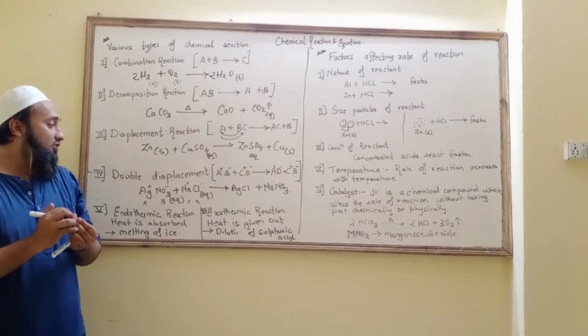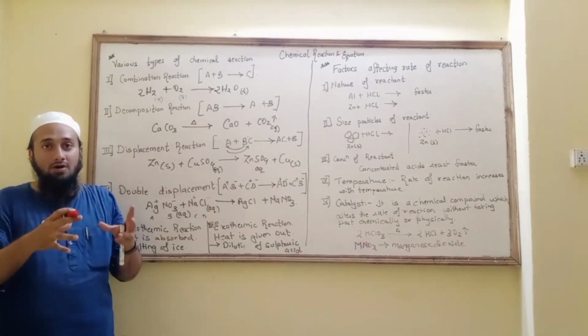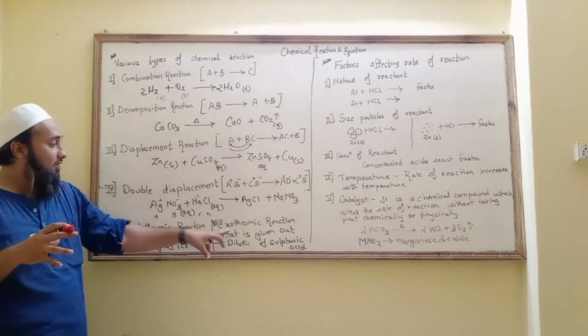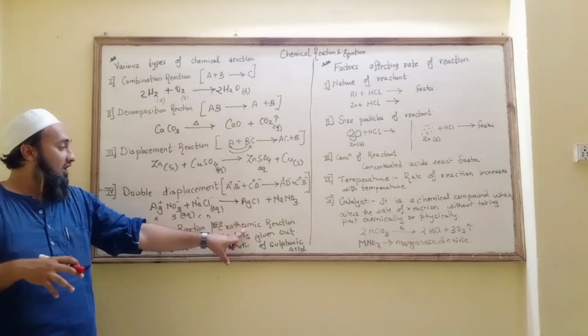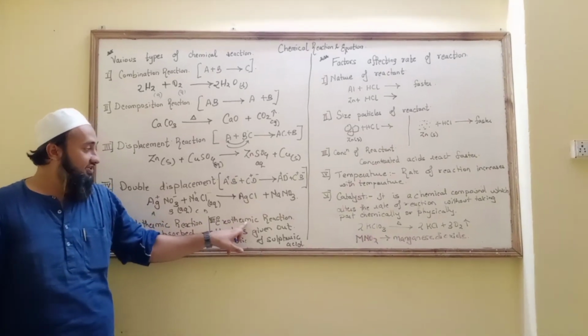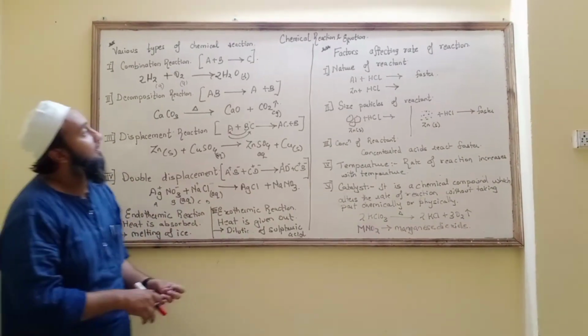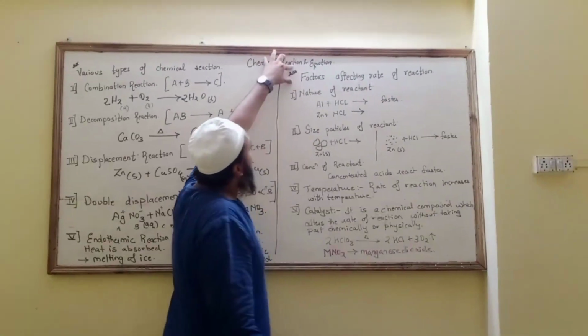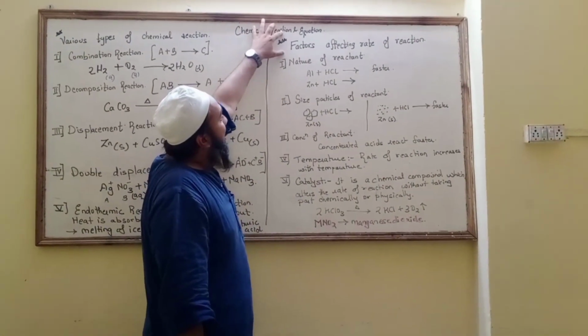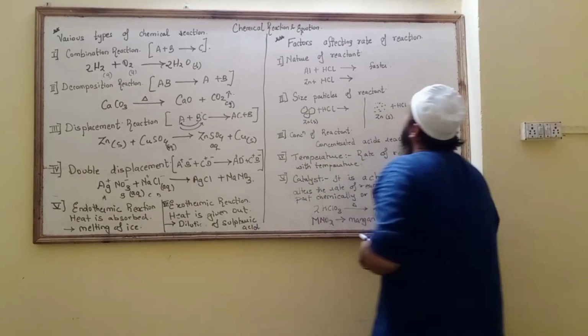Exothermic example: when there is an explosion of a bomb, any nuclear bomb or atomic bomb explosion, it gives out a large amount of heat. So that is also an exothermic reaction. Now the next topic is factors affecting the rate of reaction.